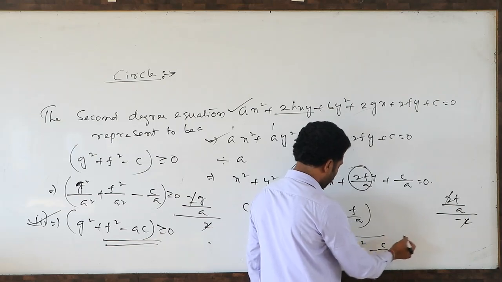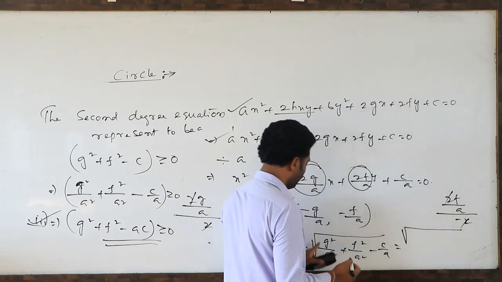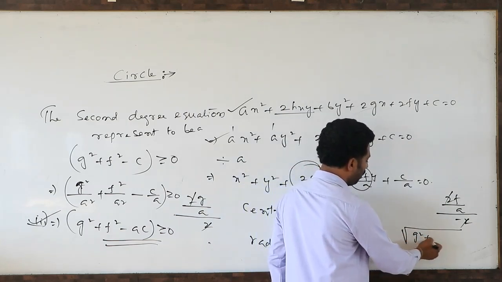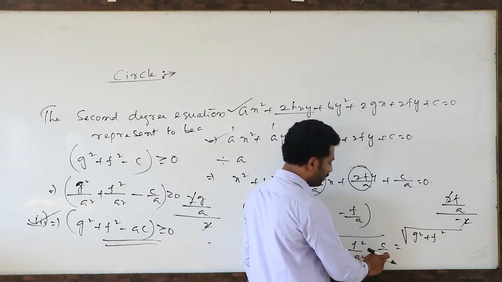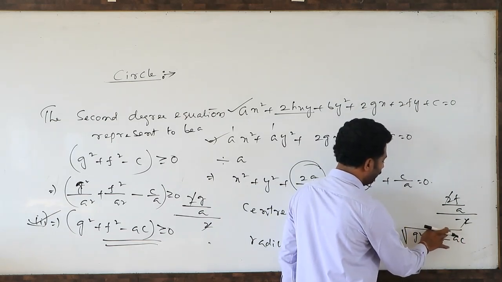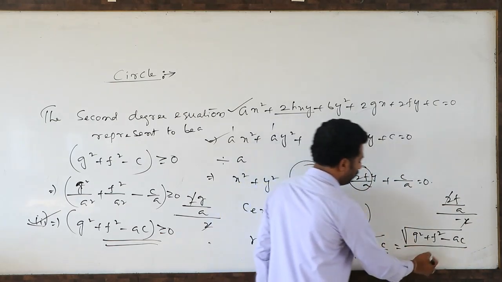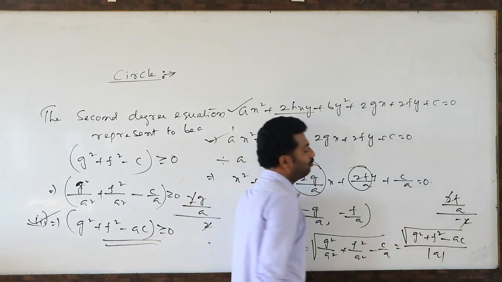So finally, LCM a square. In the numerator only, the square root I am writing: g square plus f square, here LCM means only one a is there, minus ac, divided by root of a square, which is always positive.